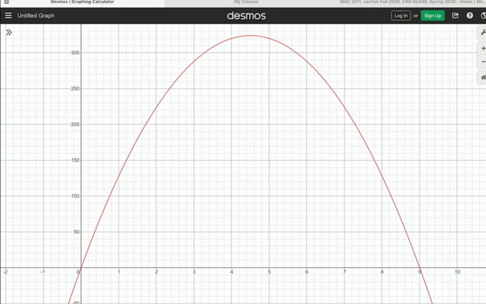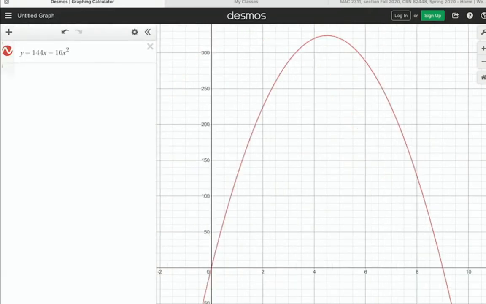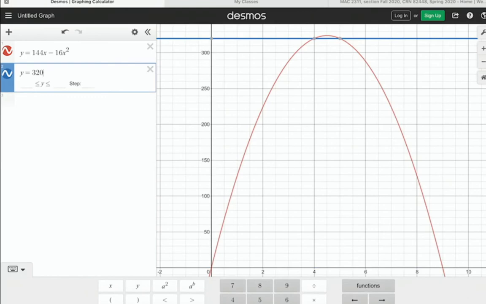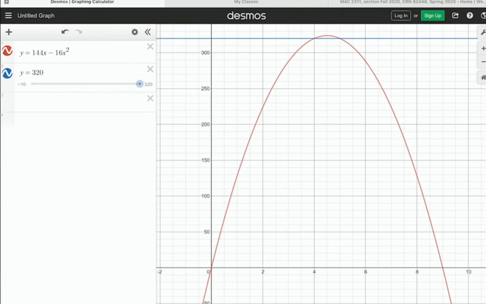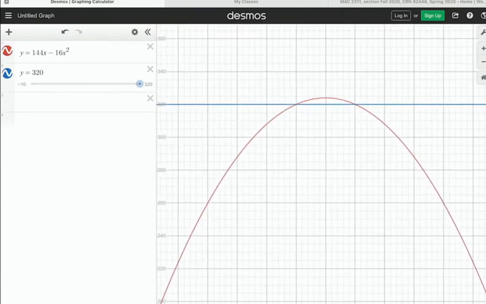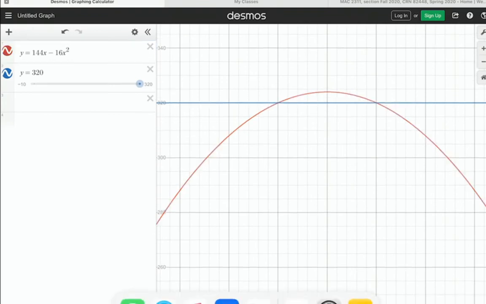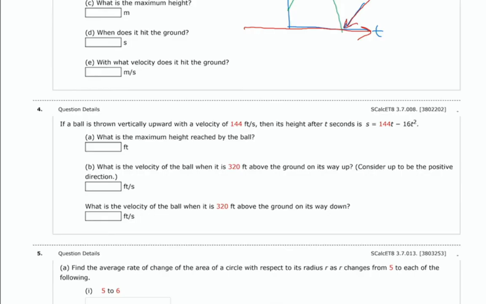Let's open up our equations on the left-hand side, and I'm going to click on equation number 2, and graph the line y equals 320. Enter. I didn't have to click enter. And back over here on my graph, we can now see very clearly that there's a point where it hits a height of 320 on the way up, and there's a point where it hits 320 on the way down. And those are happening at 4 and 5 seconds into the flight path. Let's see if this is going to work this time. It did work.